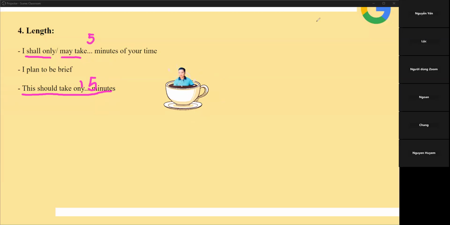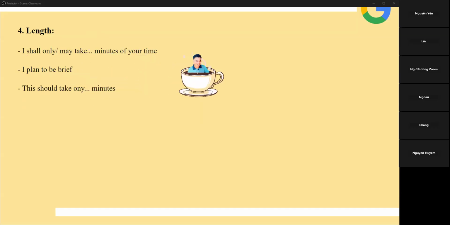This should only take 5 minutes. Okay, very good. So this is how we state the length of our presentation. Just like in my case, this presentation is only going to take an hour. I plan to be not brief because this is a class. Okay, let's continue.